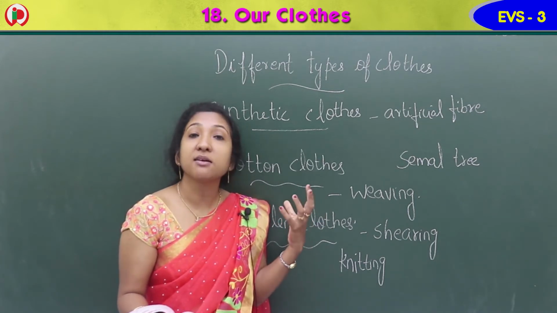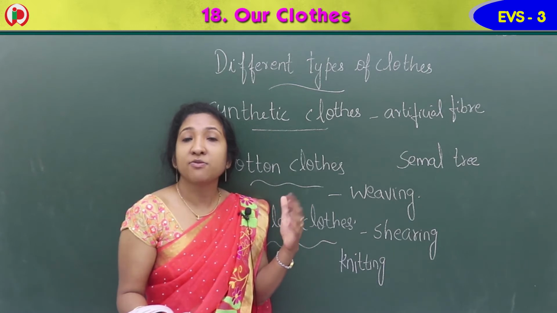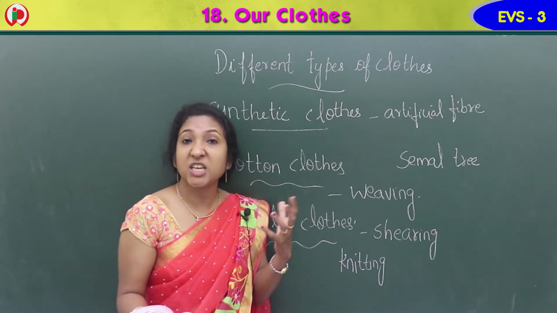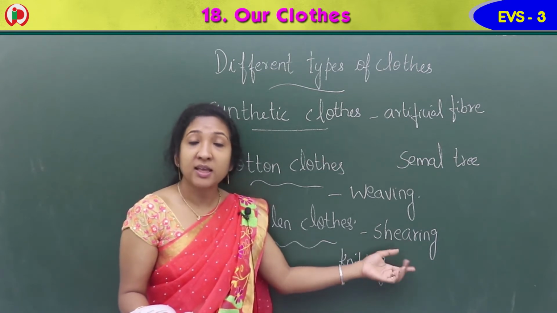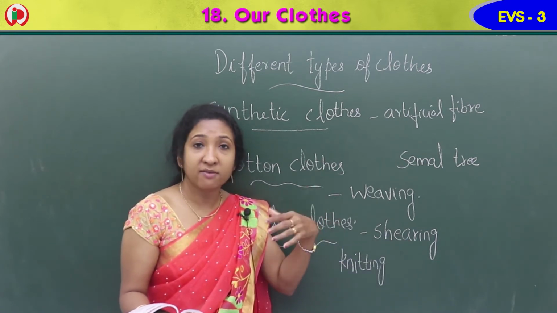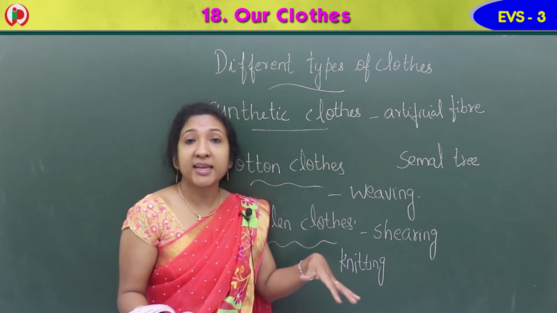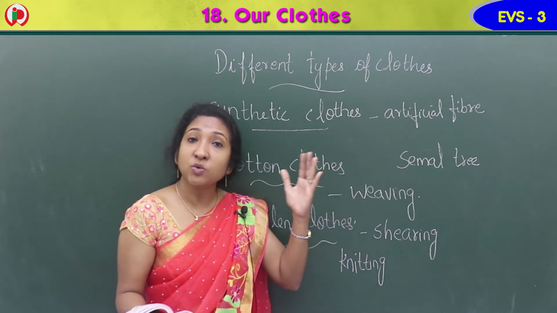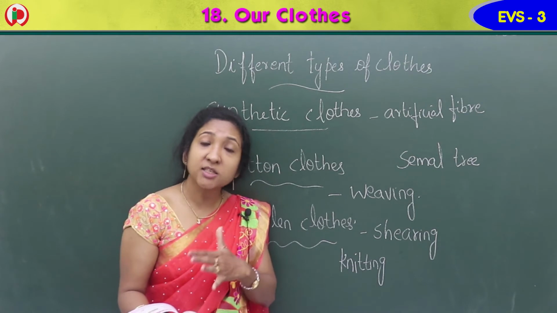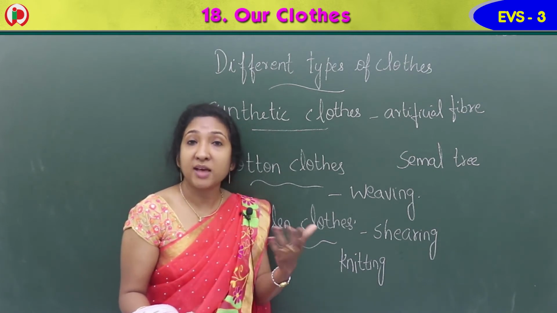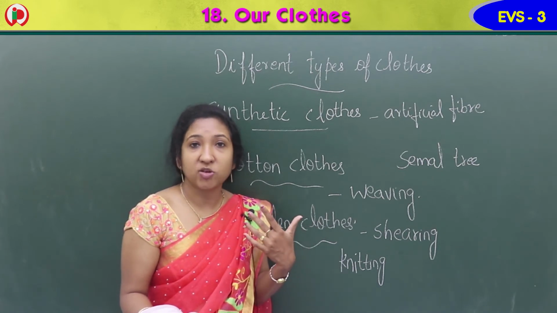Sheep has thick and soft hair, so first we remove it from the sheep's body. It is called shearing. After shearing, they clean the hair, whatever dirt they got, and after cleaning they spin it into wool. Then from wool they knit woolen clothes, woolen garments, blankets, sweaters, etc.